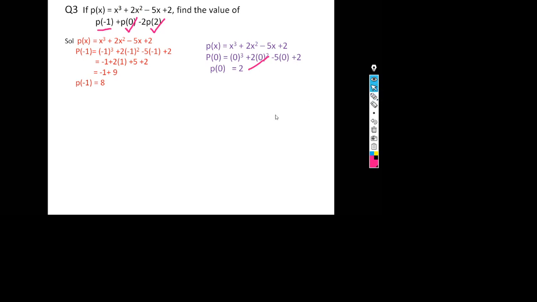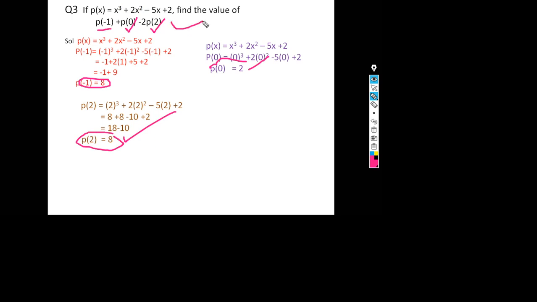In the third step, we'll find the value of p of 2. As you see here, in place of x, substitute 2. By substituting x as 2 and completely solving this expression, you get p of 2 is 8. Now the last step for this question: after finding all these values, p of minus 1, p of 0, and p of 2, we will substitute these values in this expression.